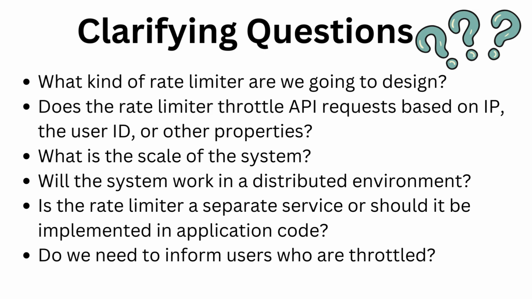What kind of rate limiter are we going to design? Does the rate limiter throttle API requests based on IP, the user ID, or other properties? What is the scale of the system? Will the system work in a distributed environment? Is the rate limiter a separate service, or should it be implemented in the application code itself? And finally, do we need to inform users who are throttled?